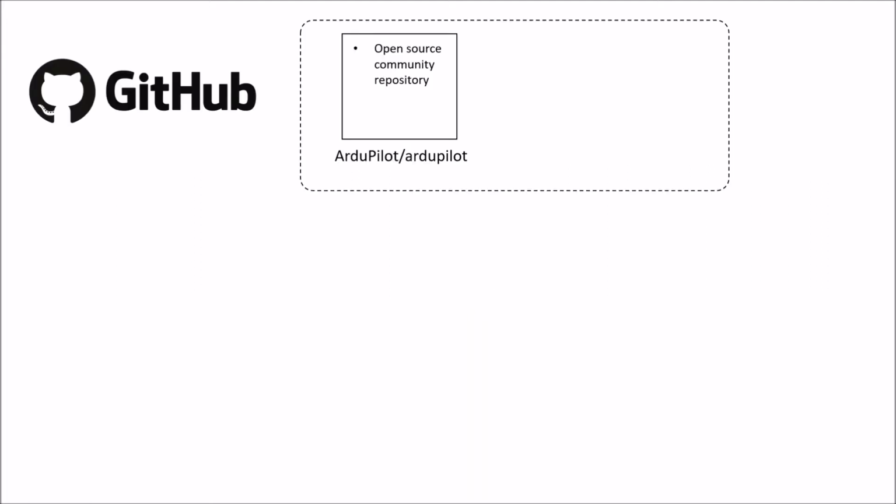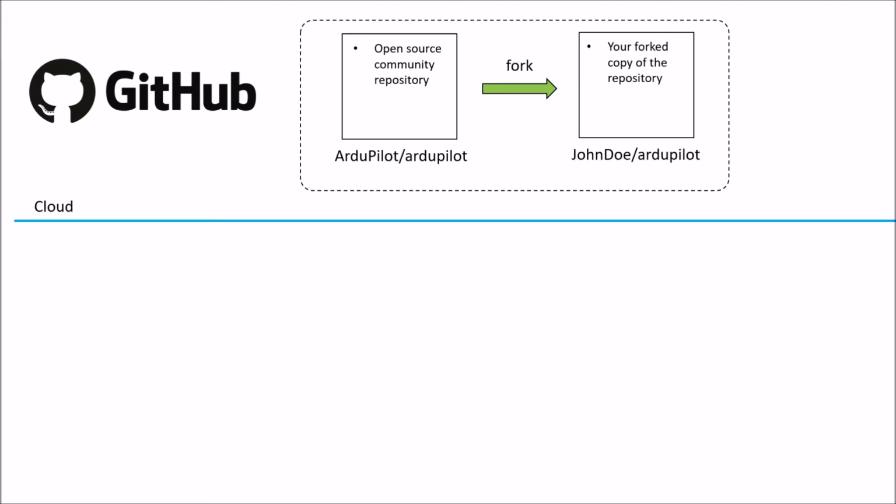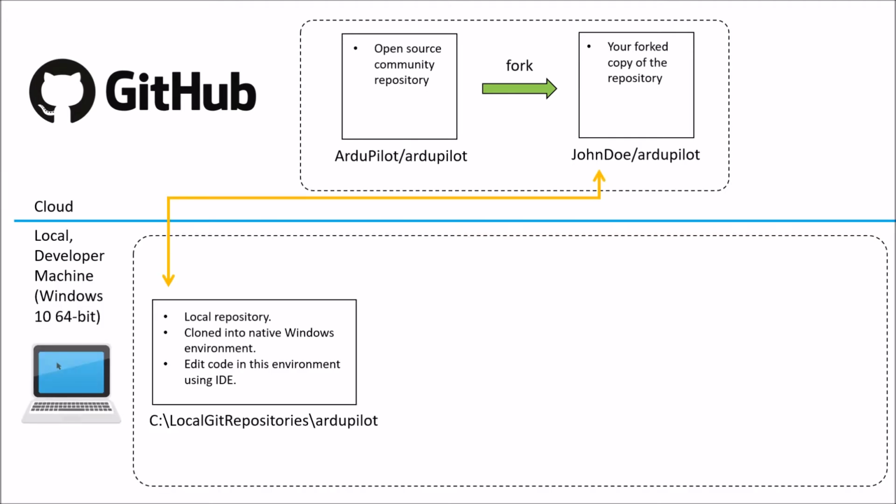So in the previous video, we saw how to find the ArduPilot codebase on GitHub and then fork this to our personal account. Now, all of this was occurring in the cloud, so we then looked at how to get this onto our local developer machine by cloning the repository. We did this so that we could utilize Windows tools such as Visual Studio to edit and navigate the code in a native Windows 10 environment.